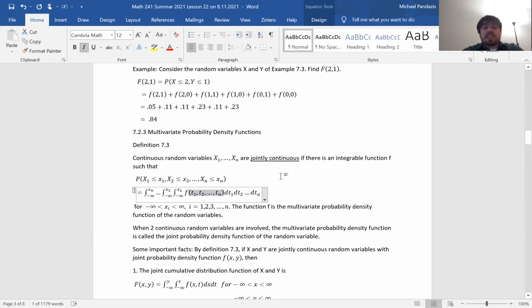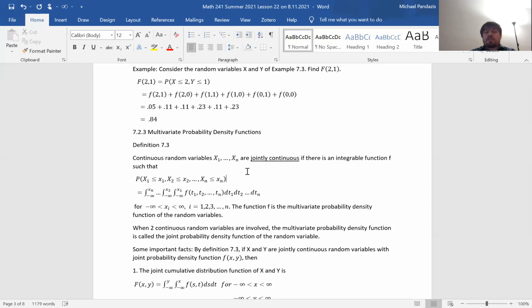This is the definition of jointly continuous random variables. If you start with continuous random variables X1 through Xn, this collection of n continuous random variables is jointly continuous if there is an integrable function f such that you can always express this probability as an iterated integral of this form. The function f is the multivariate probability density function of the random variables. The thing we defined earlier, this little f, is the same as that little f.